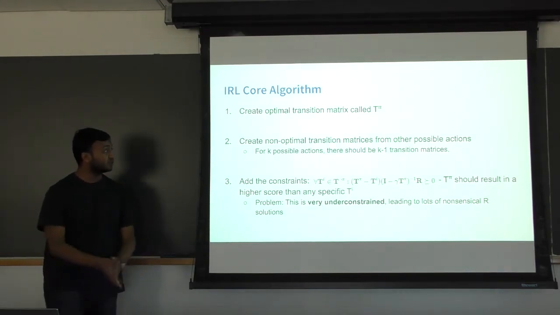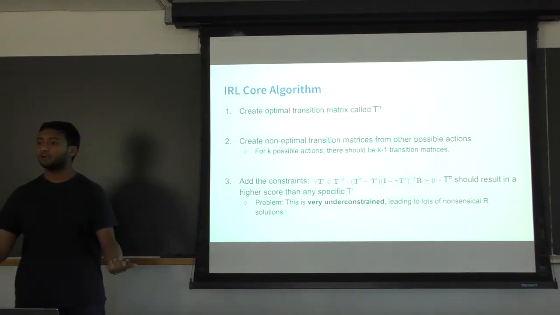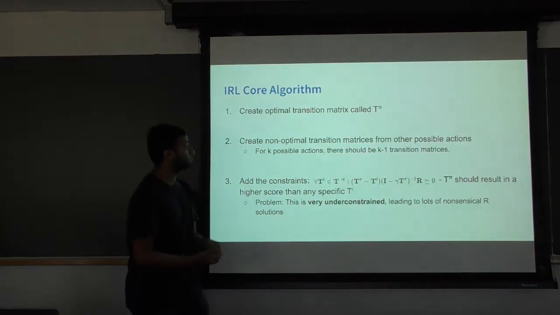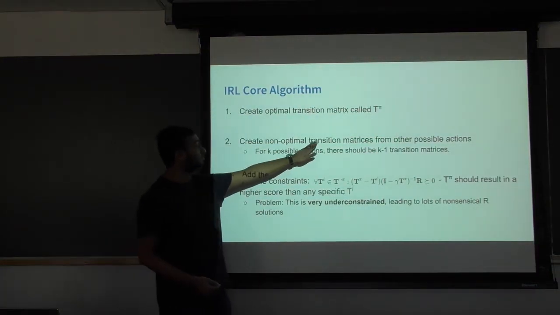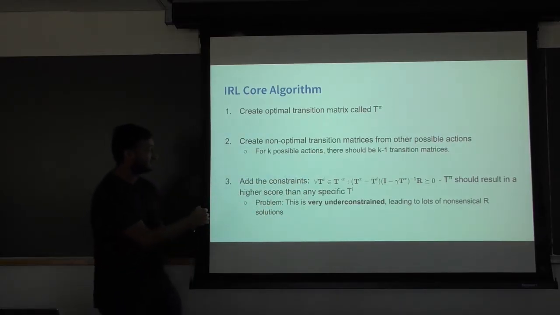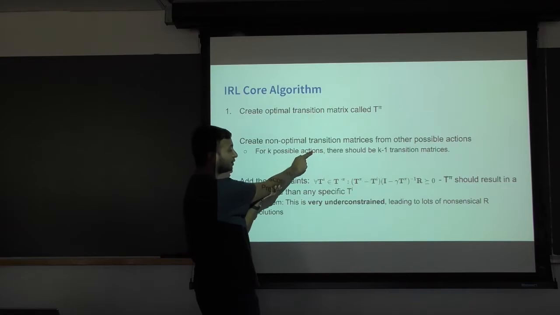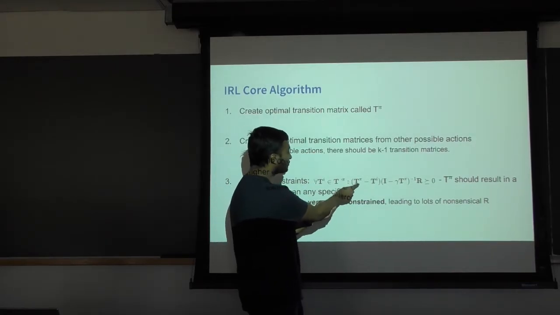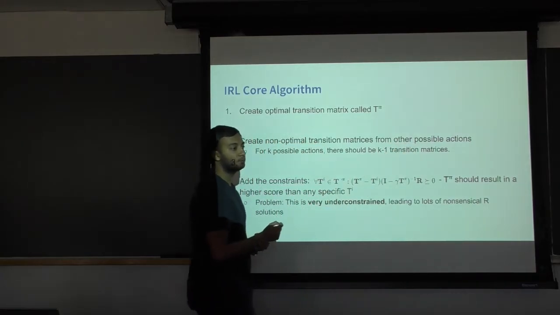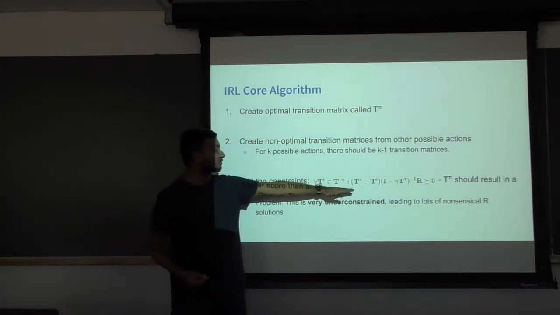Okay, and this brings us to our core algorithm. It borrows a lot from the core idea, which is that we first create our optimal transition matrix. We then create non-optimal transition matrices, and then simply add constraints for every non-optimal transition matrix that claim that our optimal one, when the reward function is applied, will give us a higher lifetime value. Okay, that's all that this constraint says.